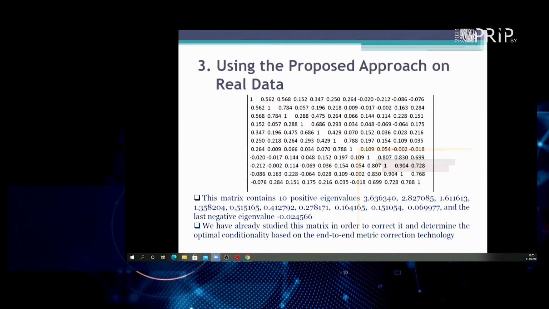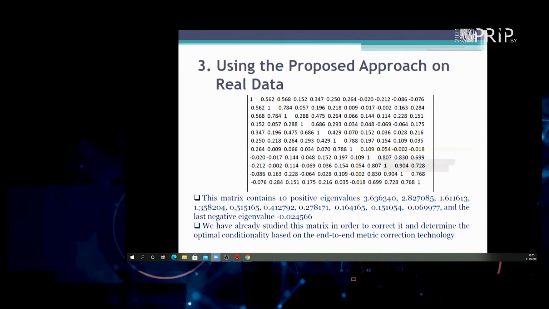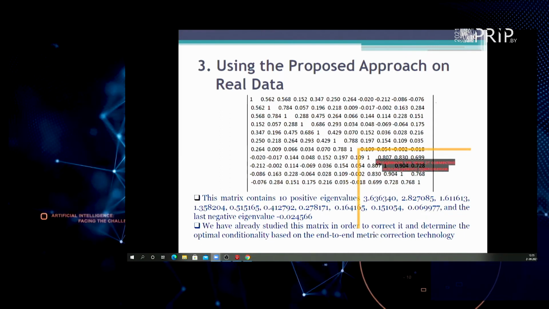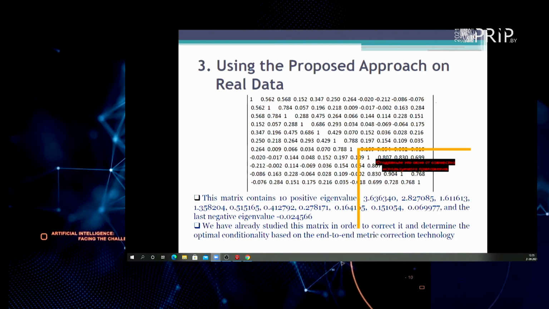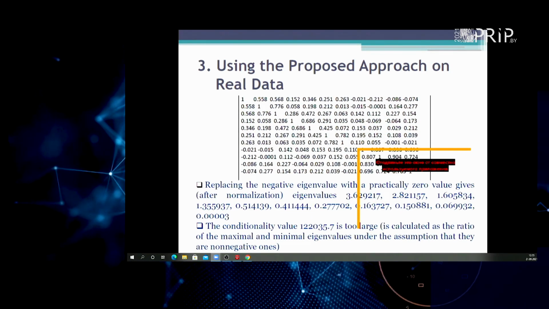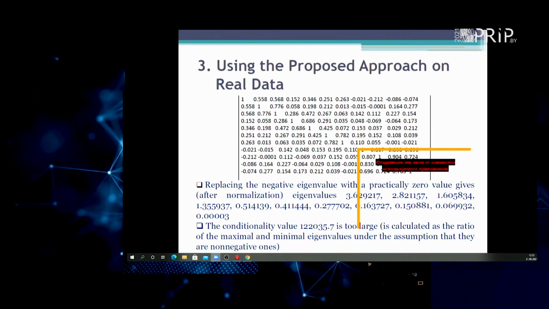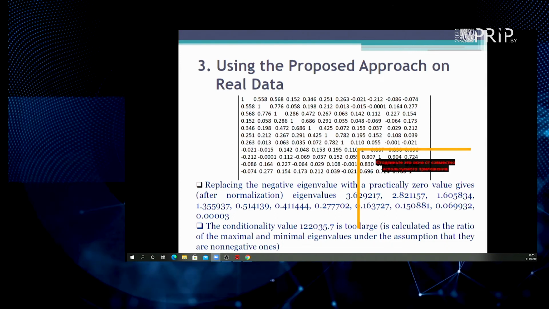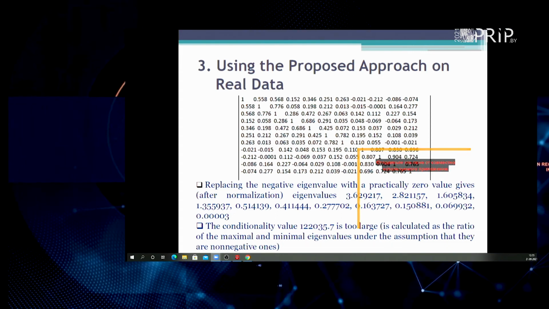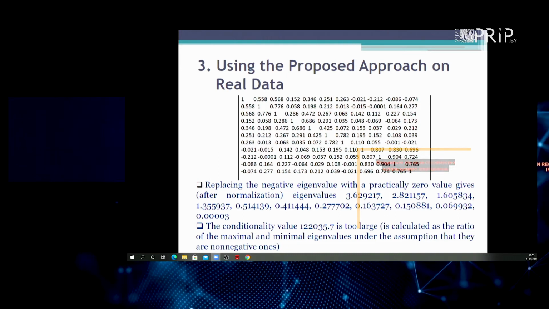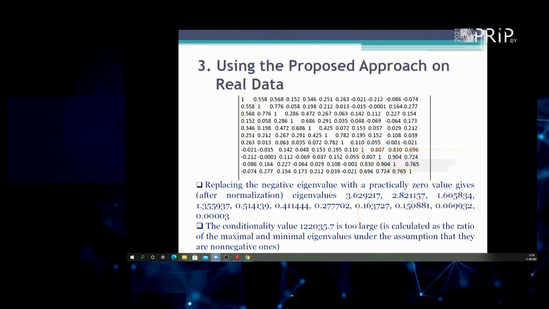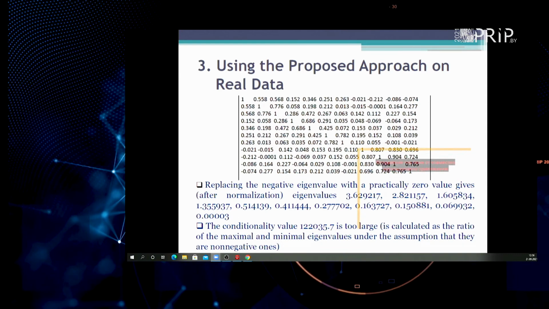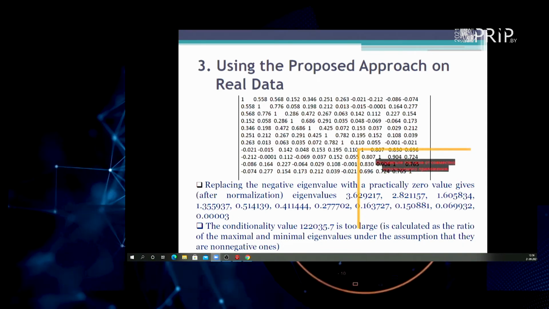We have already studied this matrix in order to correct it and determine the optimal conditionality, based on the end-to-end metric correction technology from the previous investigations. So here is the example of the corrected matrix. We try to replace the negative eigenvalues from negative to some small positive to get minimal corrections of the initial matrix. So the conditionality of the matrix is too bad, as you can see: 122,000.